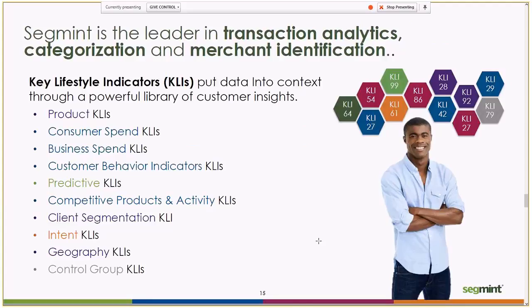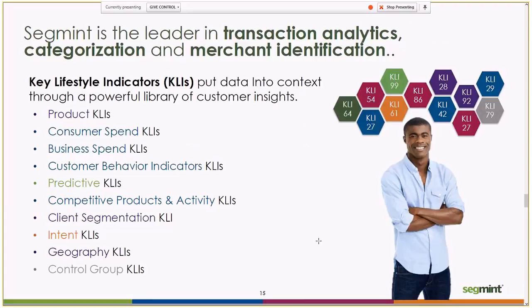Key lifestyle indicators are broken up into various categories. What products do they hold? What is their relationship with you at the institution? Do they hold a checking account, a savings account? What kind of auto loan do they have with you? We constantly keep this information up to date and available to the institution.